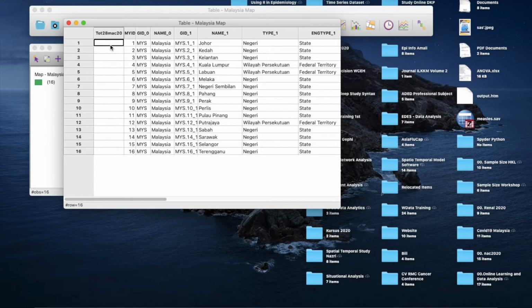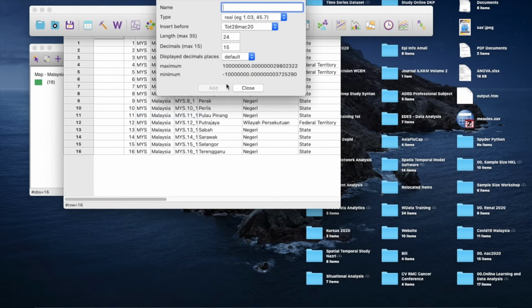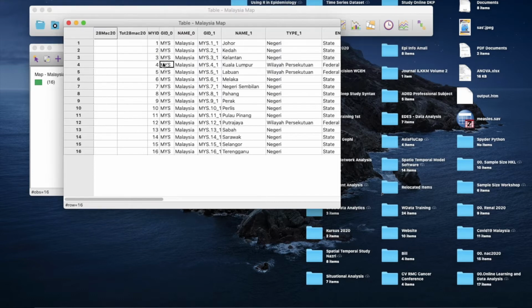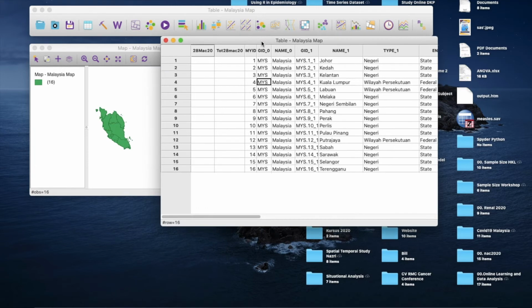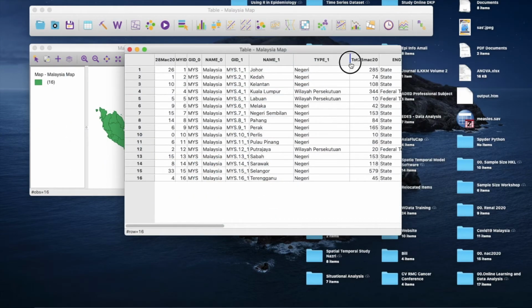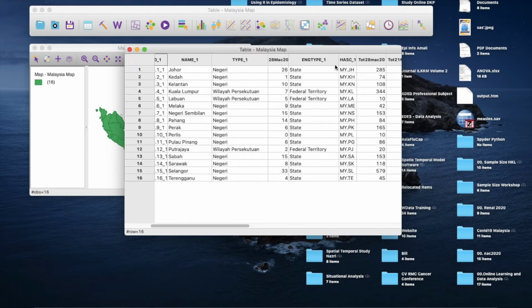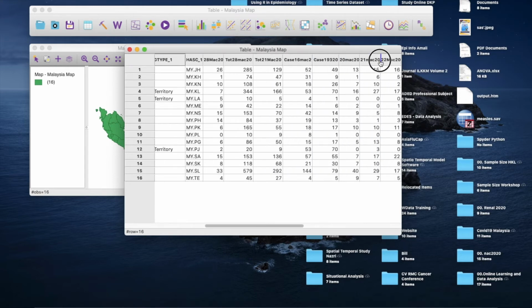And another variable will be 28 March 20, which is the case for today. This is important, especially if you want to analyze the spatial temporal movement of the cases. So I'm going to enter it accordingly. The first one will be Selangor. Selangor is 33, recorded 579, followed by cases according to their specific position in the variable list, so that it is easy for me to do further analysis in the future.